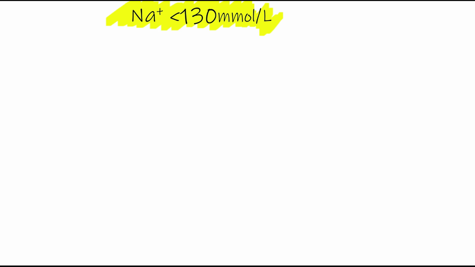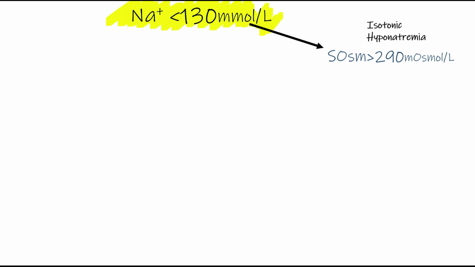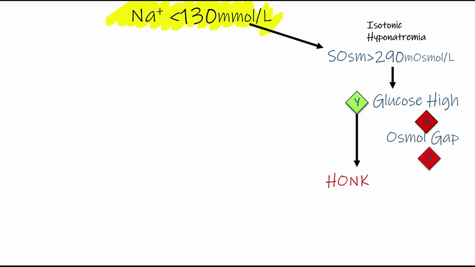We'll start with a sodium of less than 130 millimoles per liter. And the first thing I told you to do was check the blood glucose to rule out a diabetic emergency. If the serum osmolality is more than 290 milliosmoles per liter, this is isotonic hyponatremia. And if the glucose is high, then this is hyperosmolar hyperglycemic syndrome. If the glucose is not high, check for an osmol gap and look for some form of alcohol poisoning.